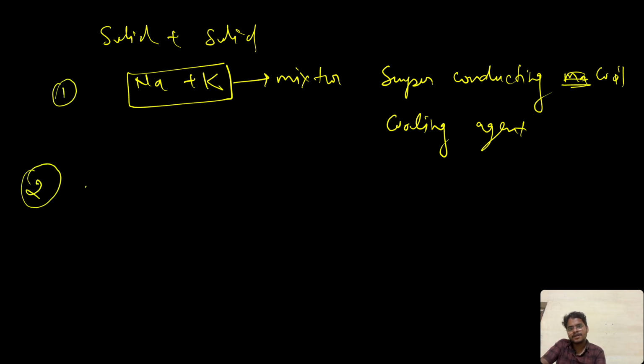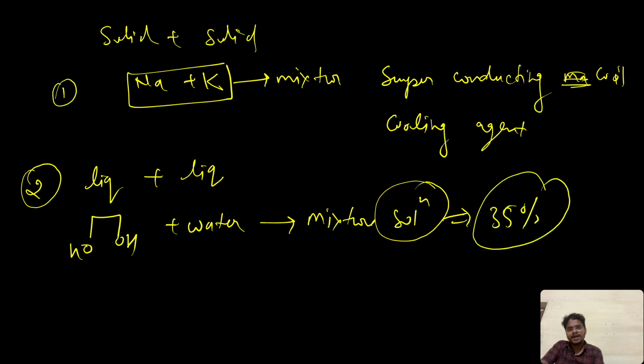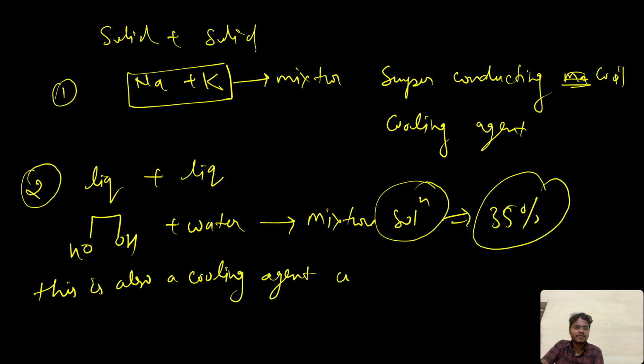And if we mix liquid in a liquid, for example glycol in water, then we also get a type of mixture or solution. But this solution has some unit, the 35% solution. This is also a cooling agent, used in automobile cooling, used in the automobile engine.